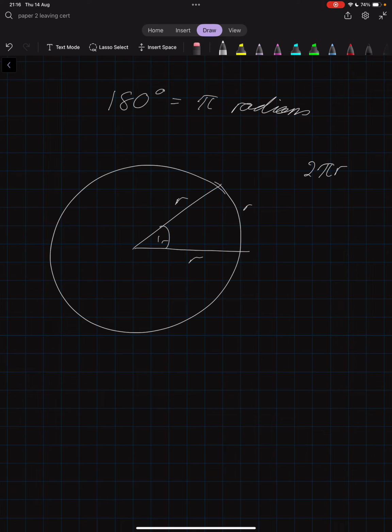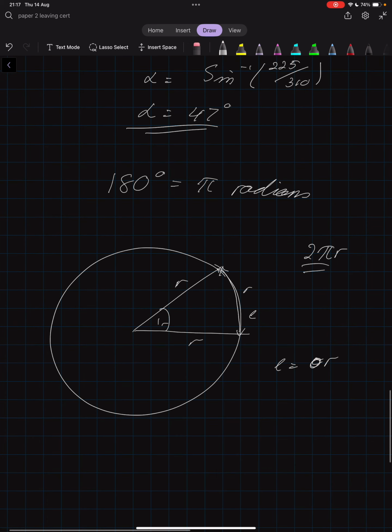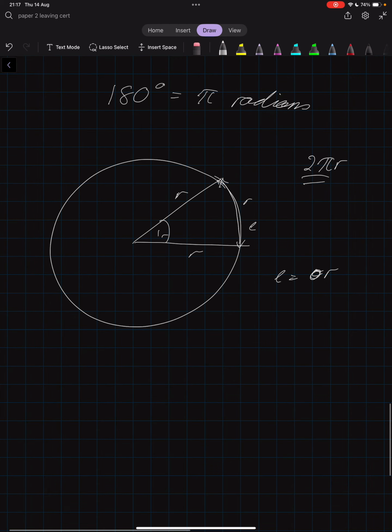Basically, this length here, L, is always equal to the angle in radians, so theta multiplied by r. So that's where the 2 pi comes from, because if I want a full circle, then I go 360 degrees, which is 2 pi. Therefore, in this case, the angle is 2 pi.